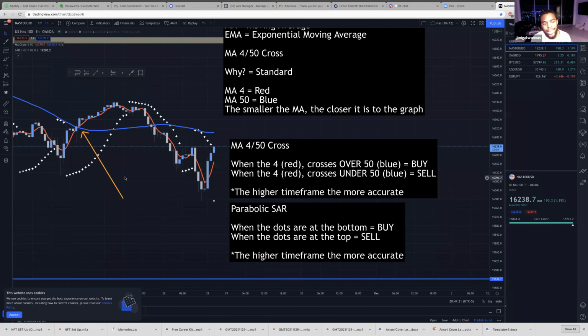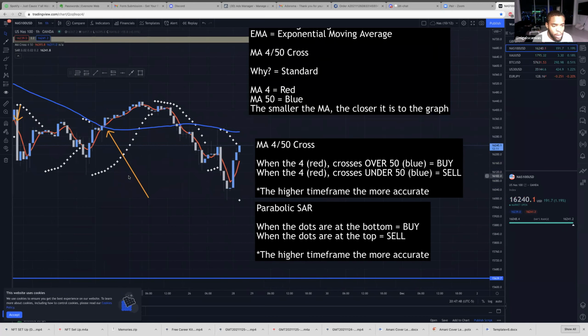You have the dots at the bottom. You have the 4 and the 50 cross. So it crosses up. What does that mean for us, guys? When the 4 goes above the 50, is that a buy confirmation or a sell confirmation? Right? Amazing. Cool. You guys got it.